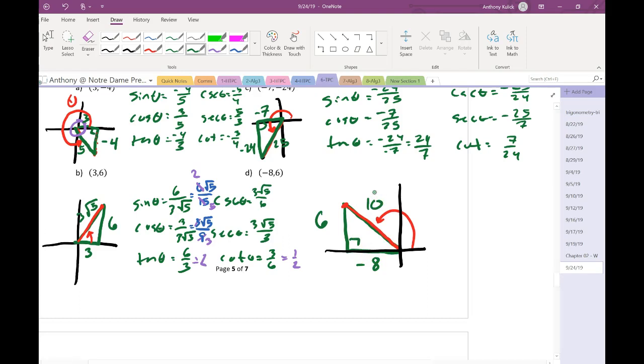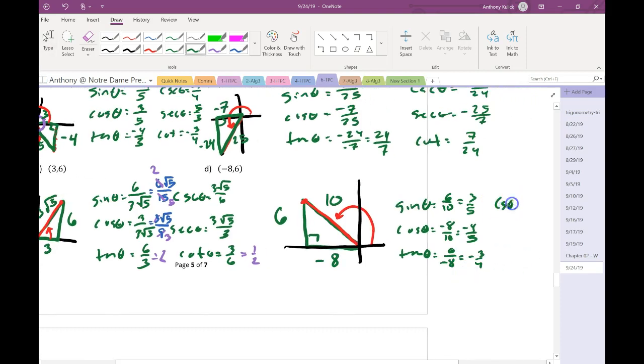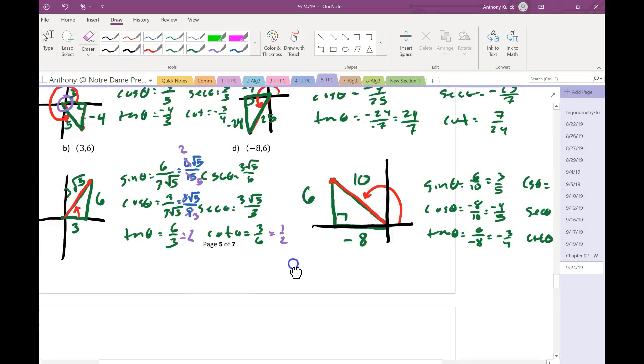Yes, I did. So sine theta is opposite over hypotenuse, and that reduces to 3/5. Cosine is adjacent over hypotenuse, and that reduces to negative 4/5. Tangent is opposite over adjacent, which reduces to negative 3/4. And then cosecant theta is the reciprocal of sine, so that's 5/3. Secant is the reciprocal of cosine, so that's negative 5/4. And cotangent is the reciprocal of tangent, so that's negative 4/3. And on to the next one.